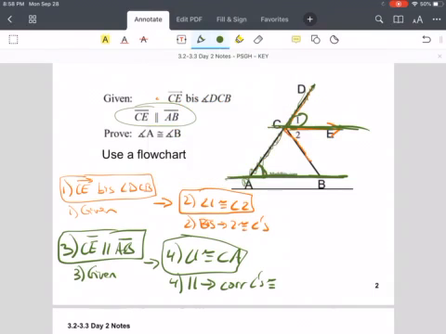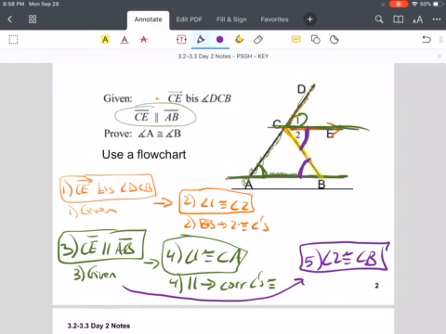Also, with respect to those lines, but looking along the other transversal, I can say that angles 2 and B are congruent. And that is because when I have parallel lines, then alternate interior angles are congruent.